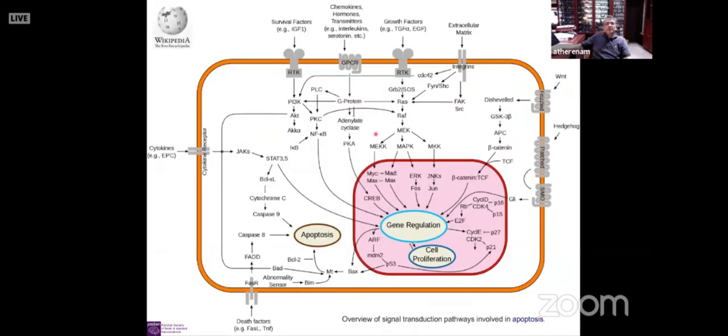This was just a diagram to show how complex the apoptotic pathway is. It's not just BCL2 and BAX, yin and yang, that we see and read about. It's much more complex than that. There are a lot of factors affecting this, and some of these are the same factors that were involved in embryogenesis that we talked about.